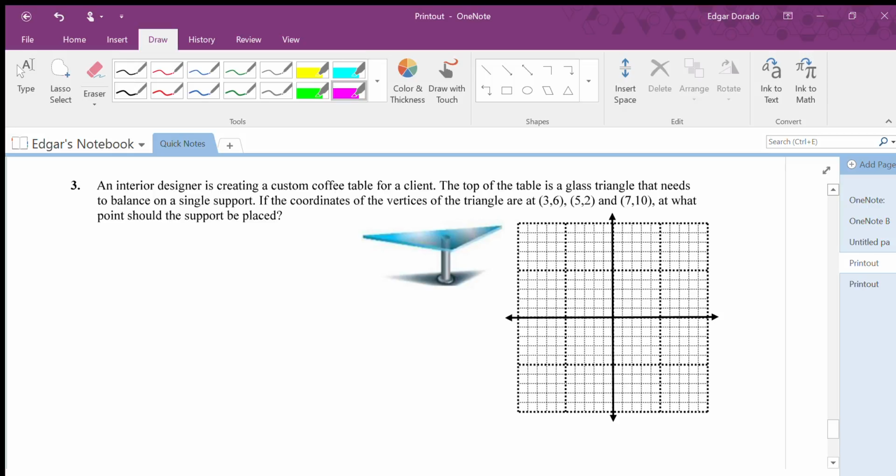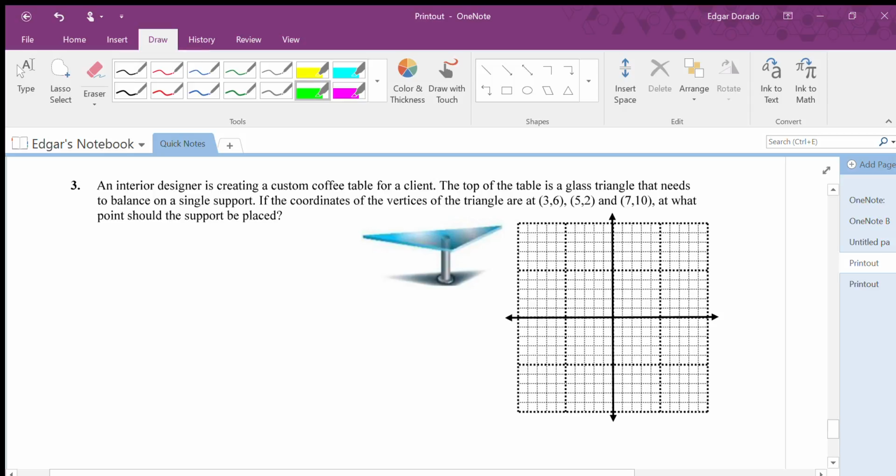All right, guys. So let's take a look at number 3 together. It says an interior designer is creating a custom coffee table for a client. The top of the table is a glass triangle that needs to balance on a single support. So this diagram right here is that particular table. So pay attention to that table.